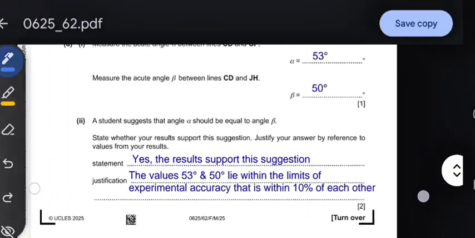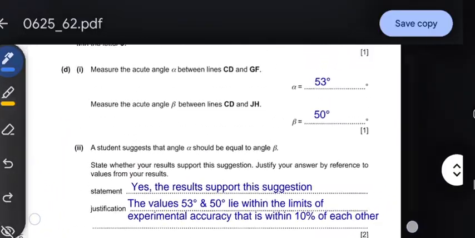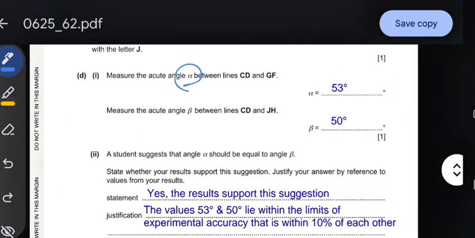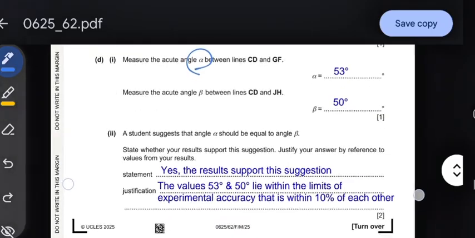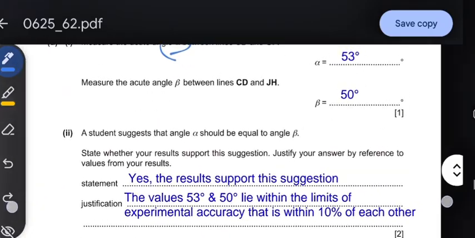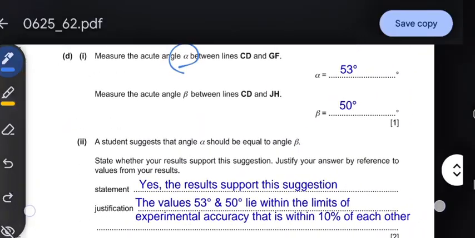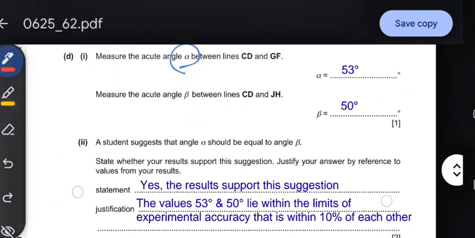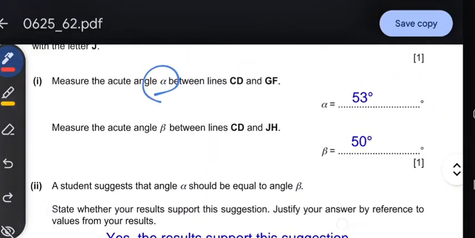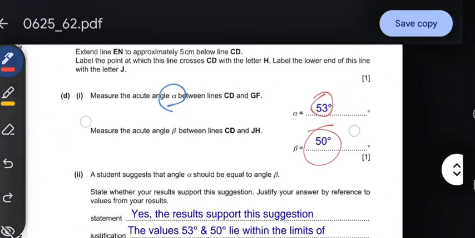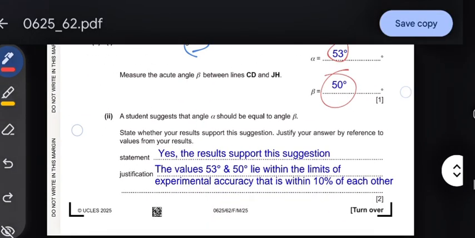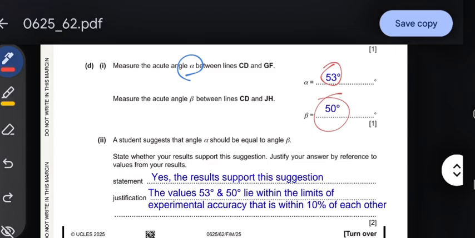Okay. Now, the student suggests that the angle, alpha or whatever, should be equal to angle P, beta, whatever. State whether your results support this suggestion. You will say yes. Do you know why? Because whenever you're given two values, you're going to check if they lie within the limits of experimental accuracy.